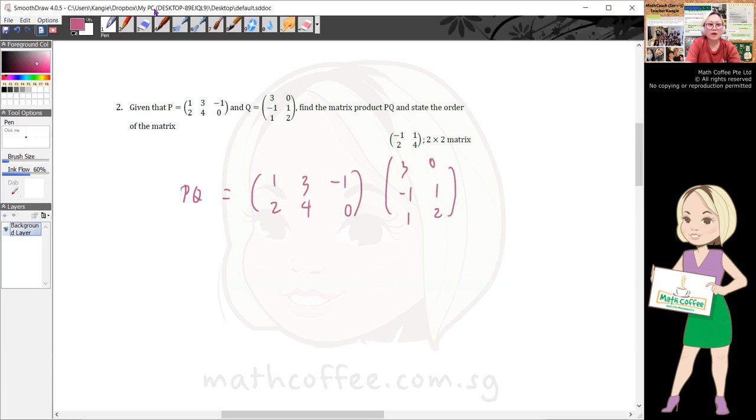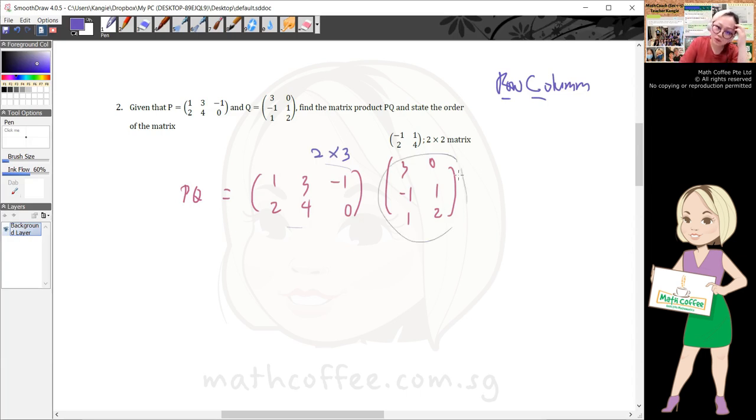Okay, what I want you to do is you need to know whether the multiplication is a valid multiplication or not. So you need to find out what is the order of the matrix. You need to remember this thing called RC, row and column. How many rows is this? This is 2 rows. How many columns is this? You have 3. So it's a 2 by 3 matrix.